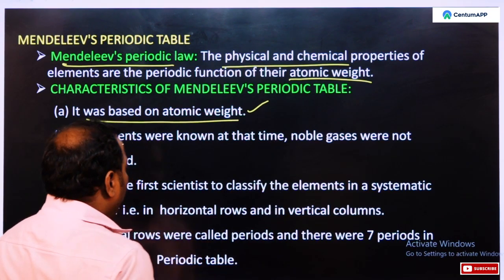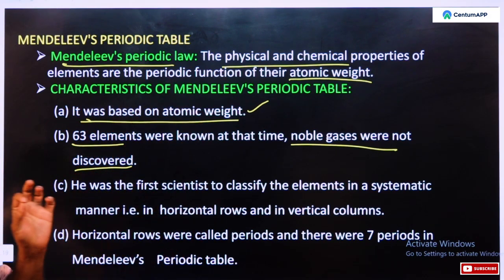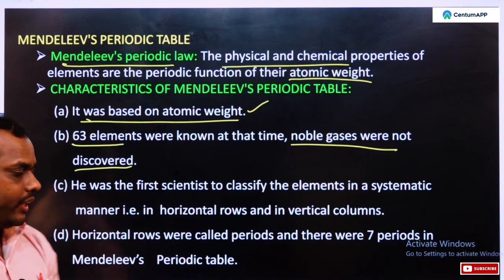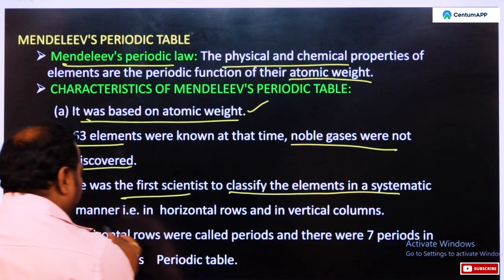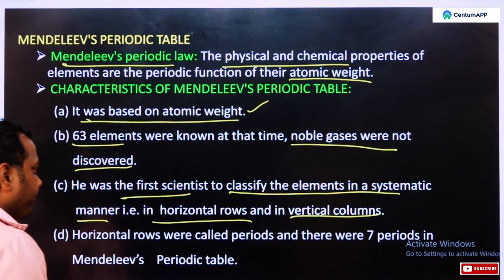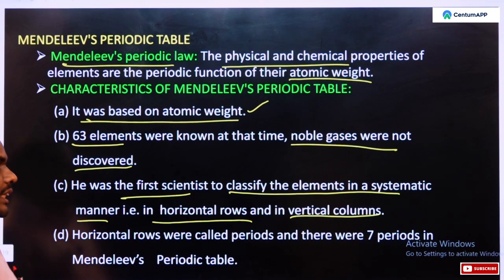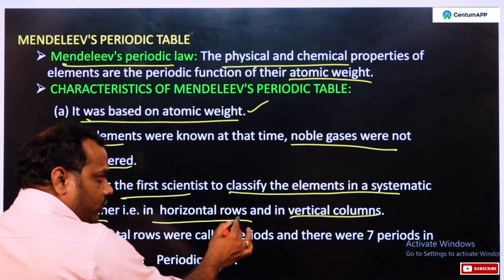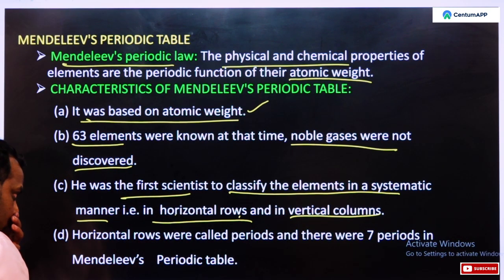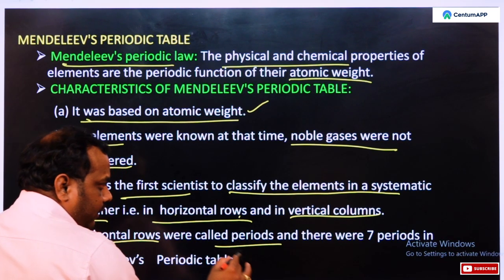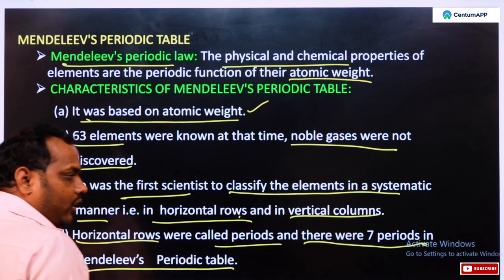Only 63 elements were known at that time. Noble gases were not discovered. He was the first scientist to classify the elements in a systematic manner, that is, in horizontal rows and vertical columns. Horizontal rows are called periods, and there are 7 periods in the Mendeleev periodic table. Vertical columns are called groups.